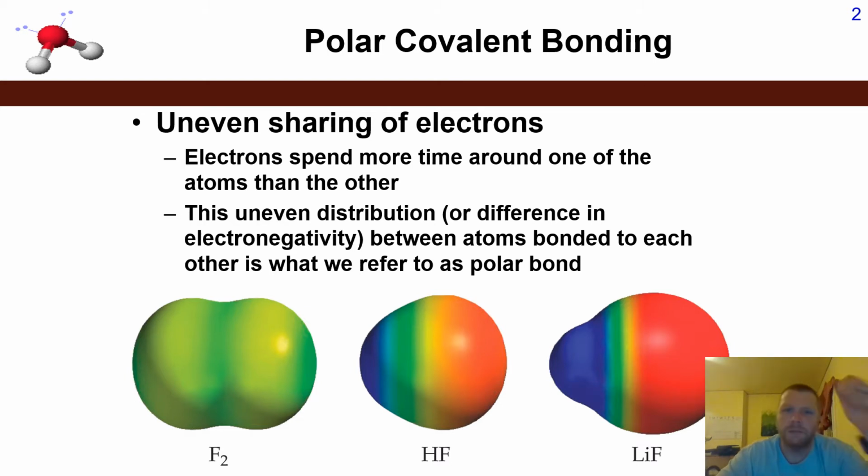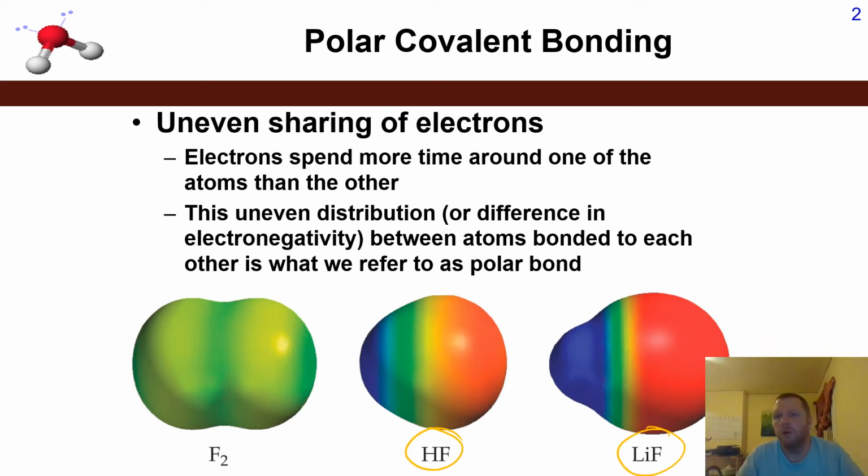So if we take something like F2, well, F2 is a perfectly covalent bond because they're both fluorine atoms. So these fluorine nuclei are going to share those electrons completely evenly because it's not like one fluorine wants the electrons more. Our next two examples are HF and LiF.